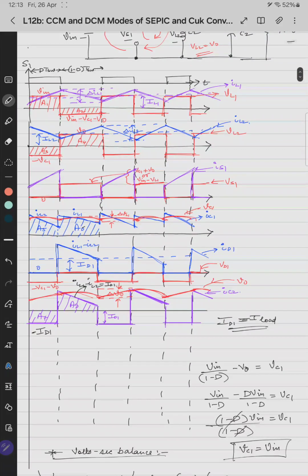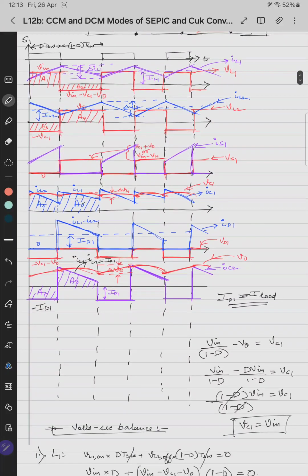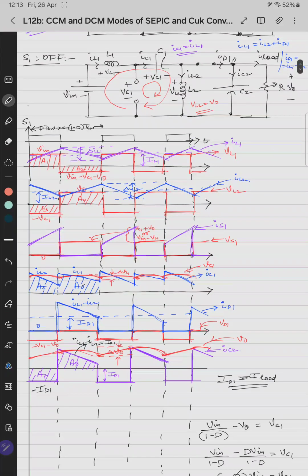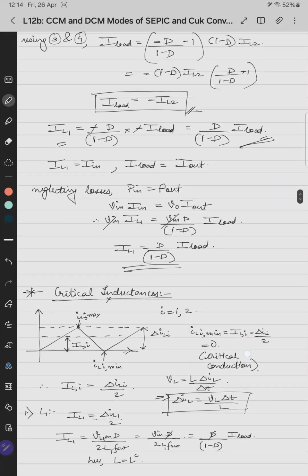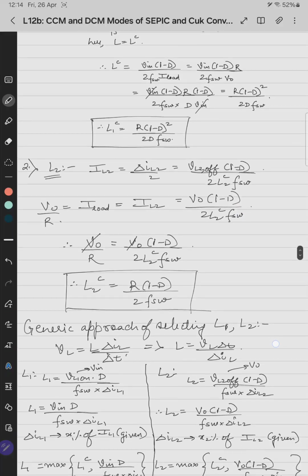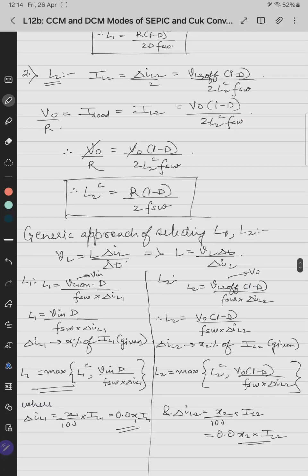And for finding the minimum load, we have to do a similar analysis. The analysis is that we have to find L2 critical. In the expression of L2 critical, it is written in terms of R. So we have to express R in terms of the other terms. So L2 critical was this. This we will copy.